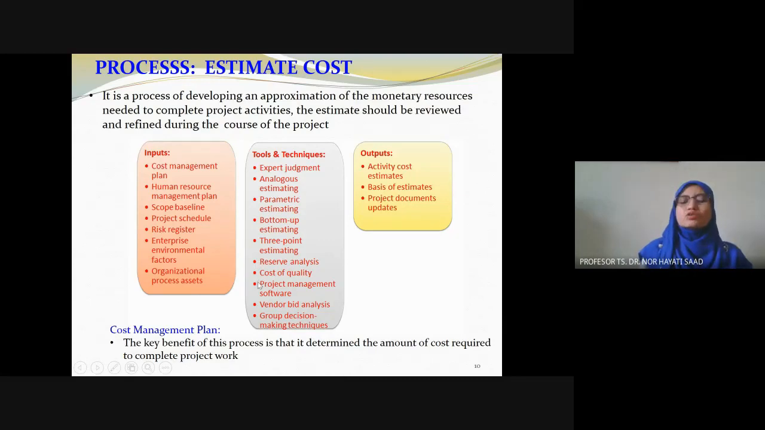Project management software is also a tool to estimate cost, because it helps us to chunk. We can split in terms of detailed resources we put in the software, and it will help to calculate for the entire project.